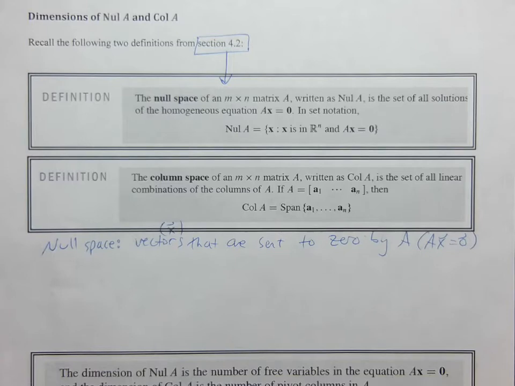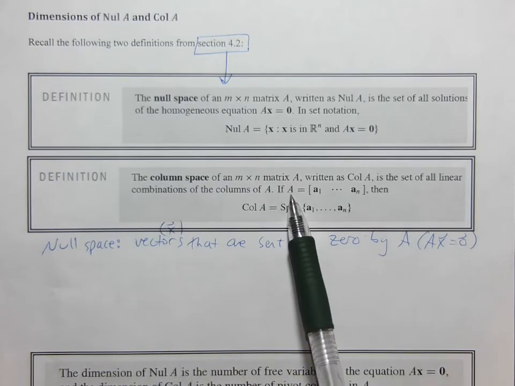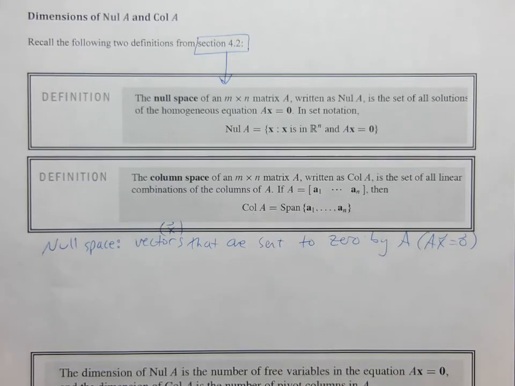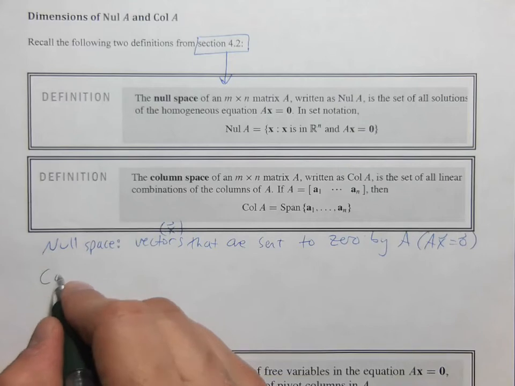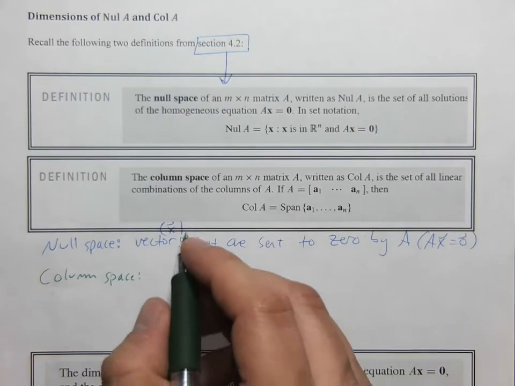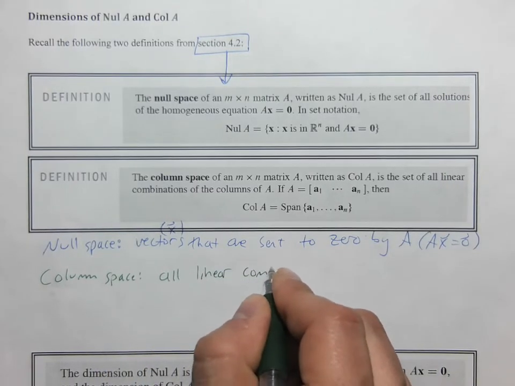And then the column space, like it says here, if A is a collection of columns, then the column space is just the span of all those columns. Right? And so the column space, if you don't remember this from 4.2, it's all linear combinations of the columns.